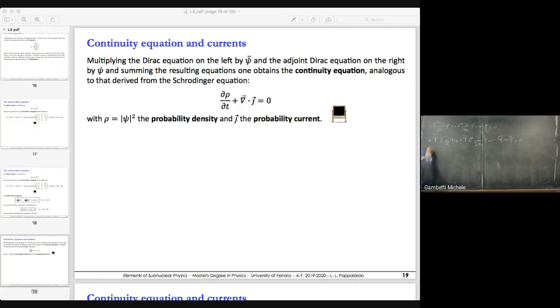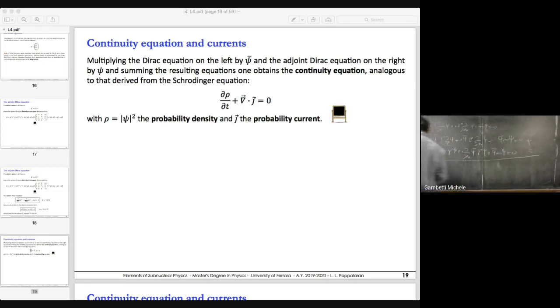So we're going to have another equation: i ∂_t psi bar gamma^0 psi plus i ∂_xk psi bar gamma^k psi plus m psi bar psi equal to 0. Okay, so this is the adjoint Dirac equation now multiplied on the right by the standard spinor. And now we sum the two.